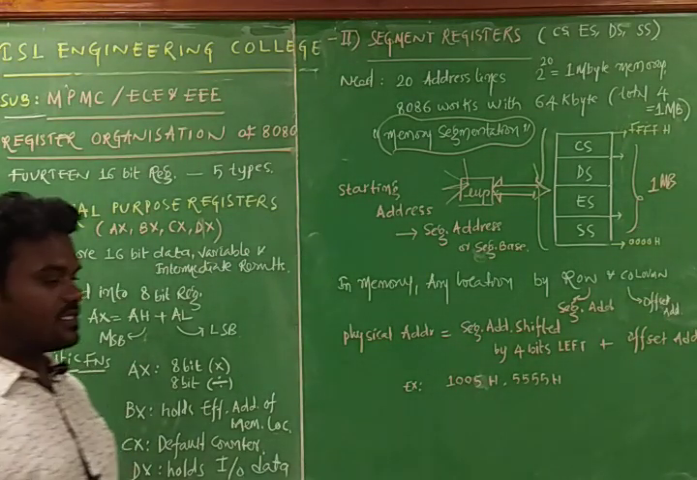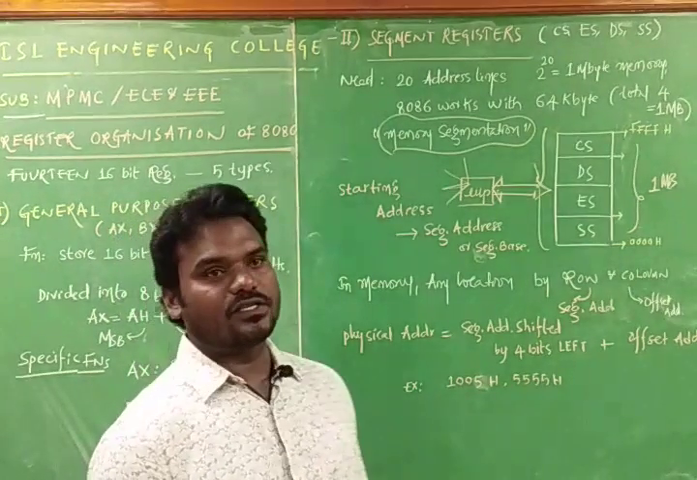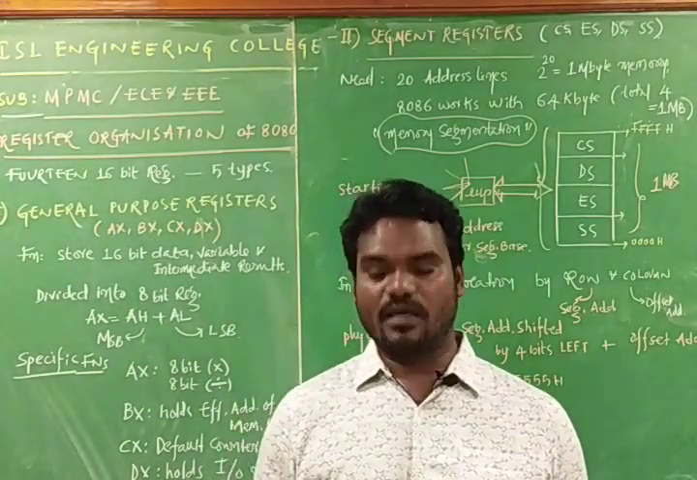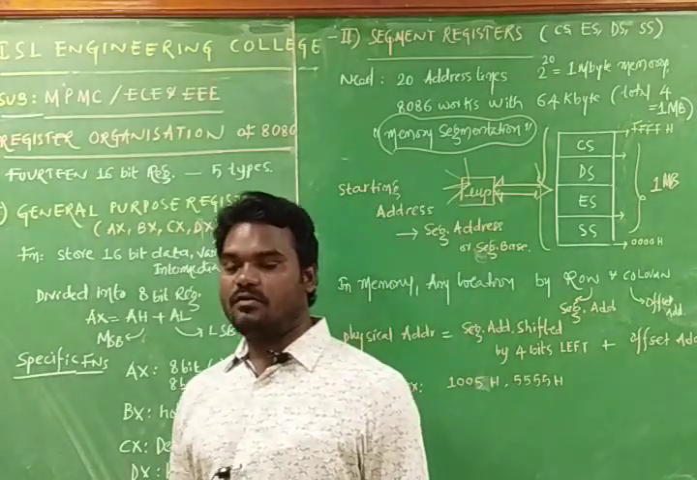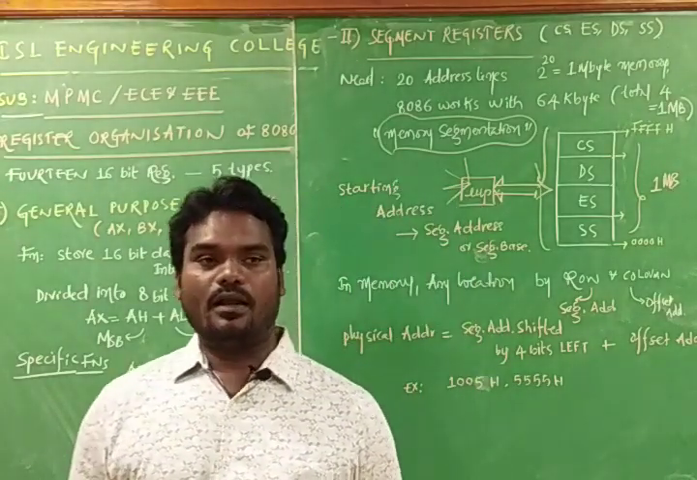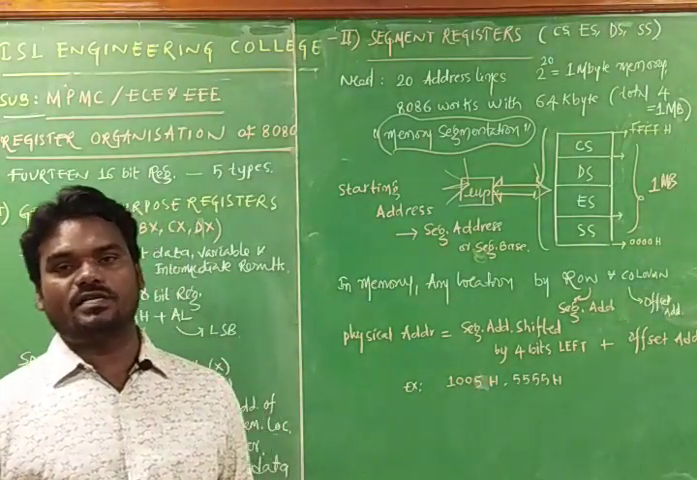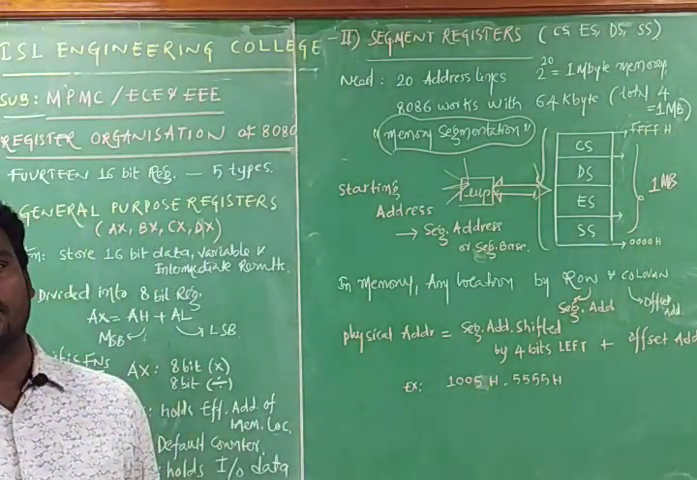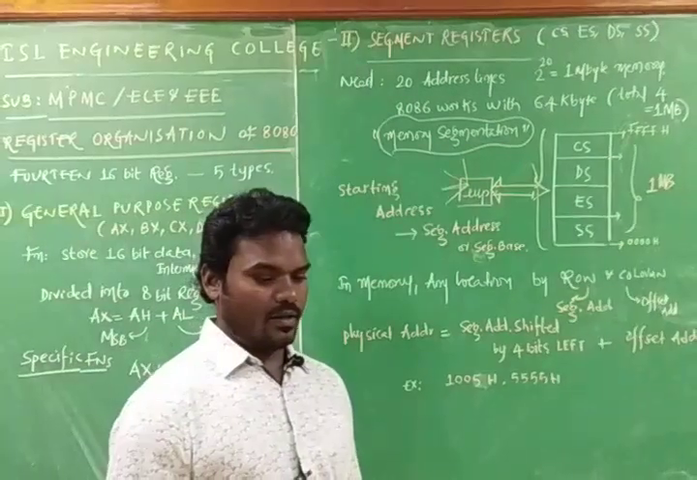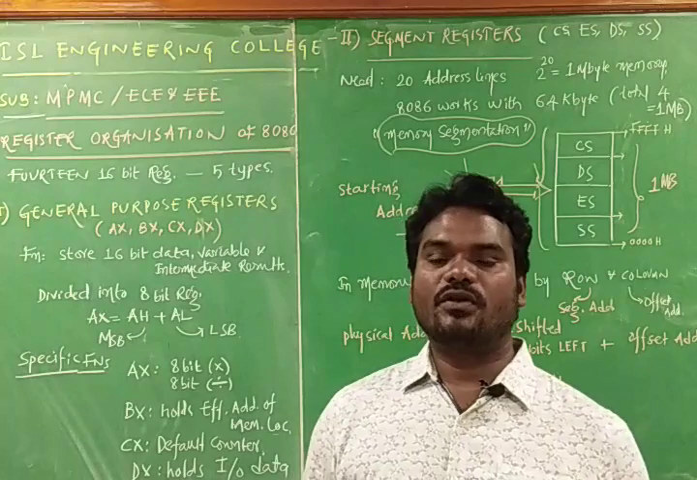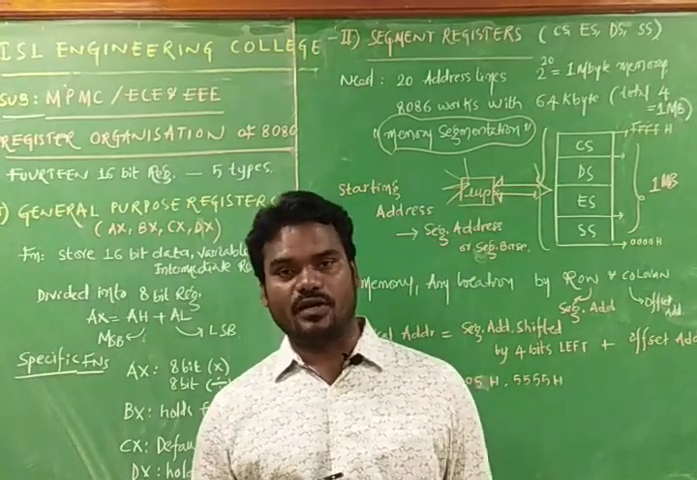Last class we discussed the internal architecture of the 8086 microprocessor. It is also called the block diagram of the 8086 microprocessor, in which we studied the two major parts of the internal architecture, that is the bus interfacing unit and the execution unit.